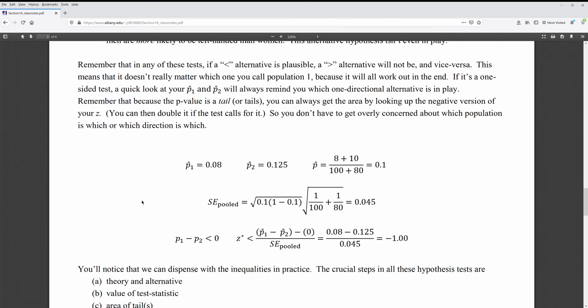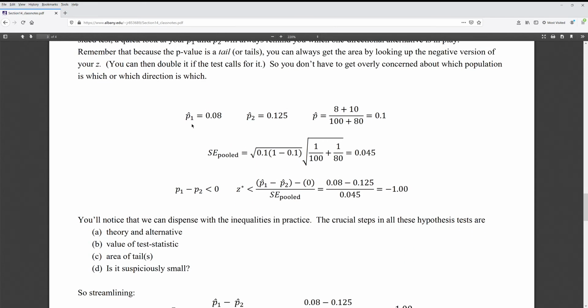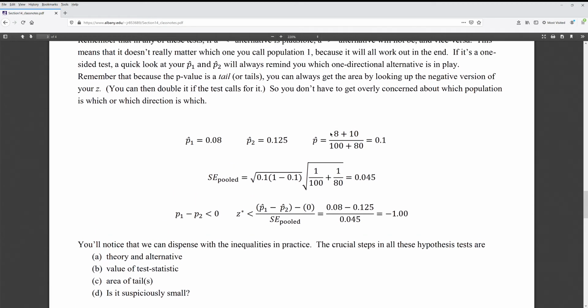So let's organize our facts here. P1 hat is 0.08, P2 hat is 0.125, and the pooled sample proportion is, there were 18 left-handed people out of the 180 people that we looked at, 0.1. Now bear in mind, more than any of the other sections, there is a lot of rounding error. There is a lot of intermediate rounding that goes on here. This particular example is jury-rigged so that there is no real rounding to be done. But bear in mind that you might be rounding this, you might be rounding this, you might be rounding this guy. So watch the intermediate rounding.